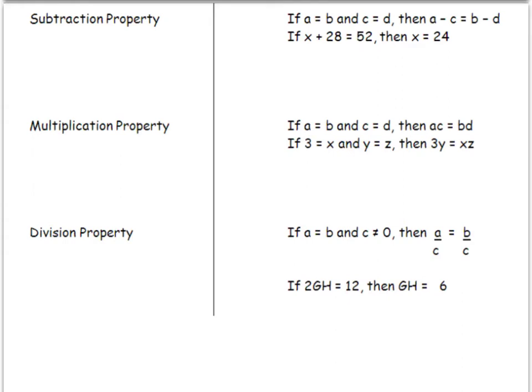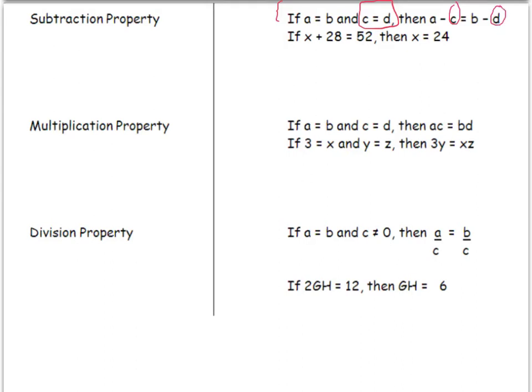The next property is the subtraction property. Again, a little bit confusing with our variables here, but it's the same concept. It's saying if A equals B and C equals D, meaning C and D are the same thing, if I subtract the same thing on both sides, it keeps the equation equal.